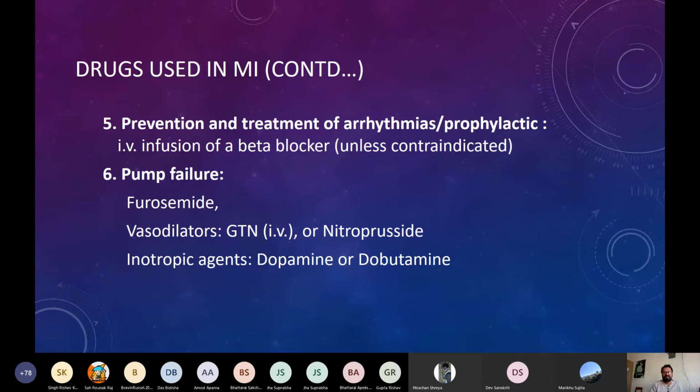So furosemide will decrease the level of circulating blood. Vasodilators like nitroglycerin, GTN, or nitroprusside are the drugs that will vasodilate and make the work easy for your heart. And if needed, and only if needed, inotropic drugs like dopamine and dobutamine. These drugs might even worsen things sometimes. Why? Because these are the drugs that will increase the load on the heart.